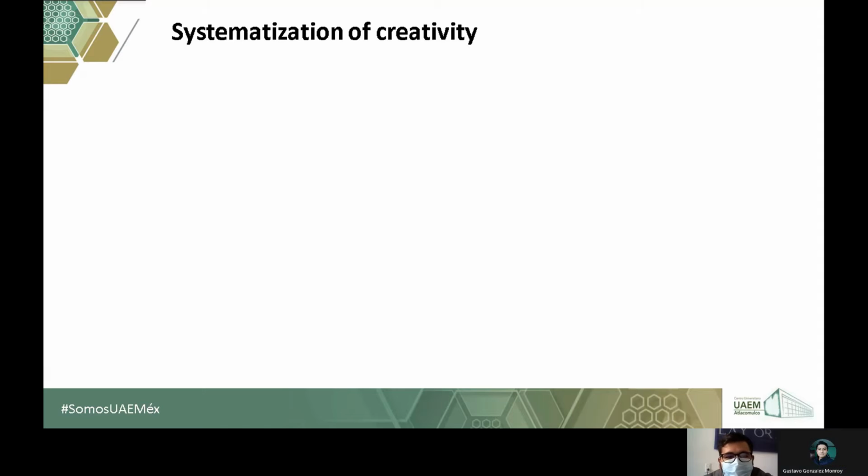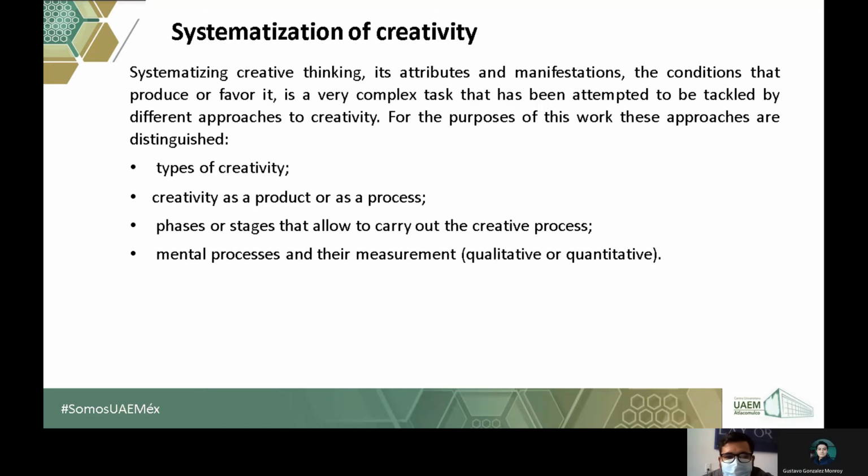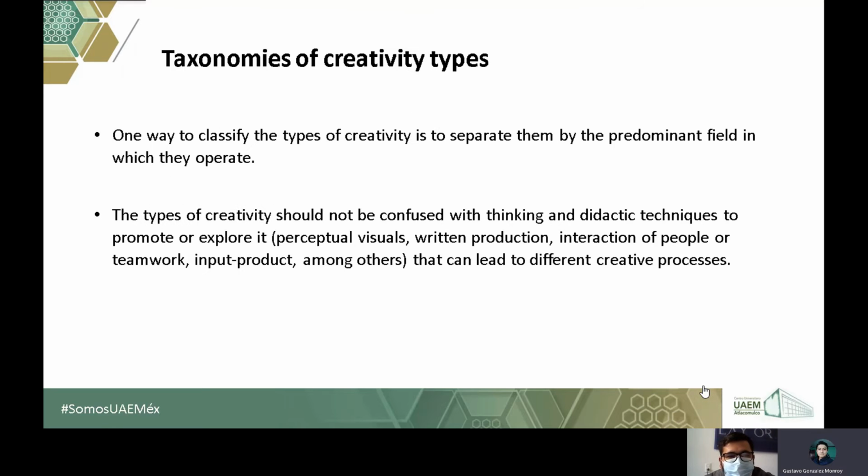Systematization of creativity. Systematic creativity thinks in attributes of manifestations, the conditions that produce it. It is a complex task that can be tackled by different processes of creativity. Taxonomy of creativity types.